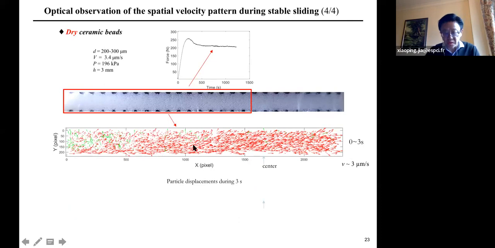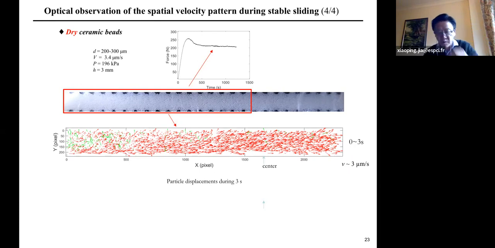Here is again the optical visualization. We realized that during this more or less stable sliding, again in a dry ceramic piece, except again something close to the boundary, we observed again slow particle motion. So it's very slow. Here the velocity is slow, but it's quite well distributed in space, more or less homogeneous. Of course, still with this stochastic motion.